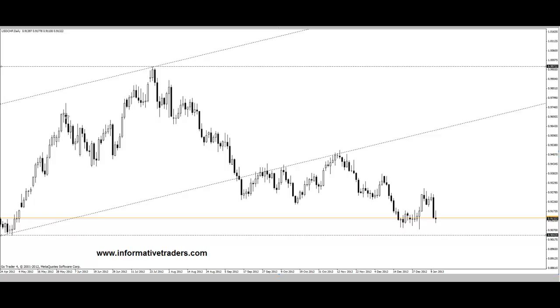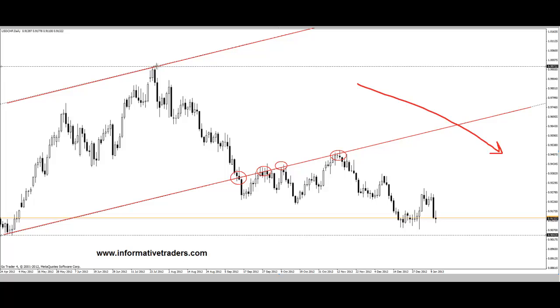Okay, this is the US Swiss daily chart. Now I've got some lines drawn in here, which you will see better on the weekly. It's an upward slanting channel, and we have broken through that, and we've had numerous attempts to crack back through it, and we've rejected each time. So we are obviously in a downtrend at the moment.